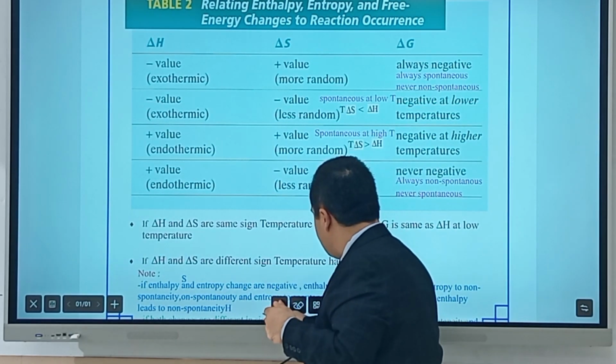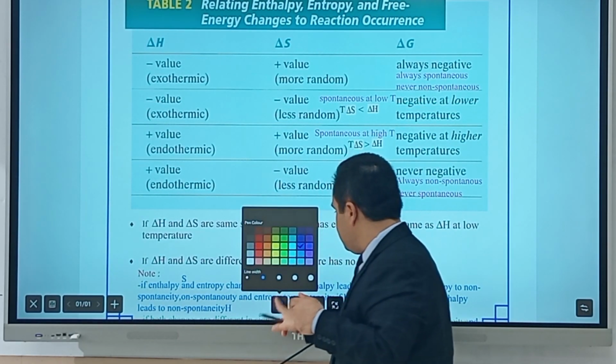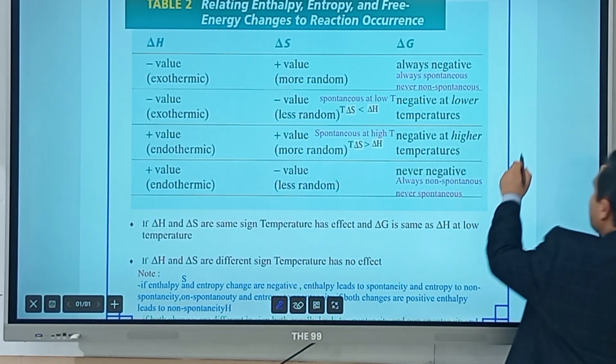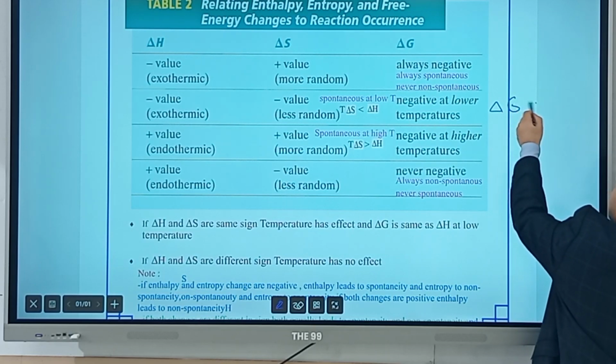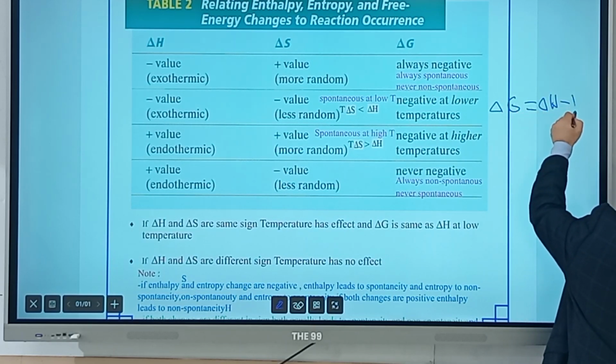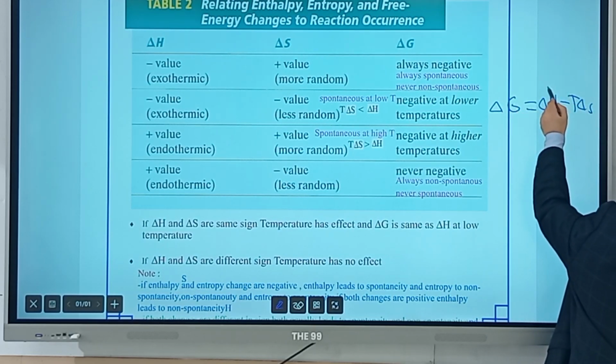Let me show you the third one, two positives. Delta G equals delta H minus T delta S.